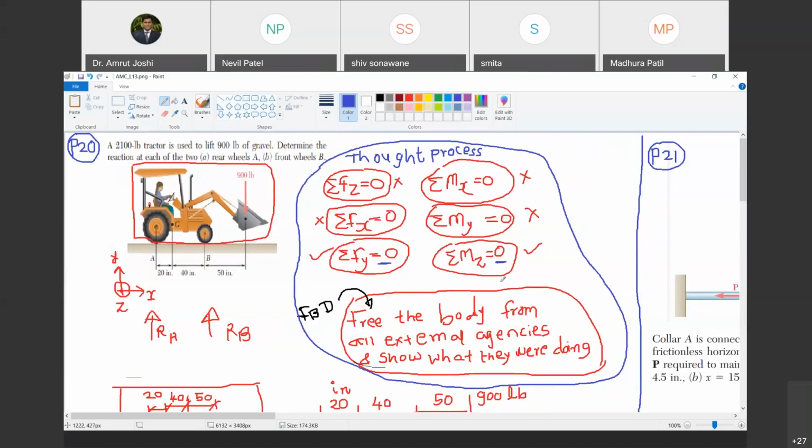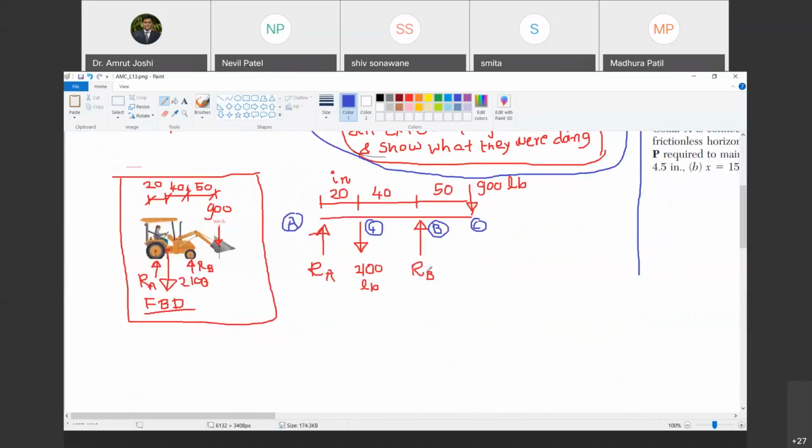Yes, sir. And now let us say I use the summation Fy equal to 0 equation. What equation will I get? Write this equation in your mind. What will it be? Plus RA minus 2100 plus RB minus 900 equal to 0. Do you agree with me?